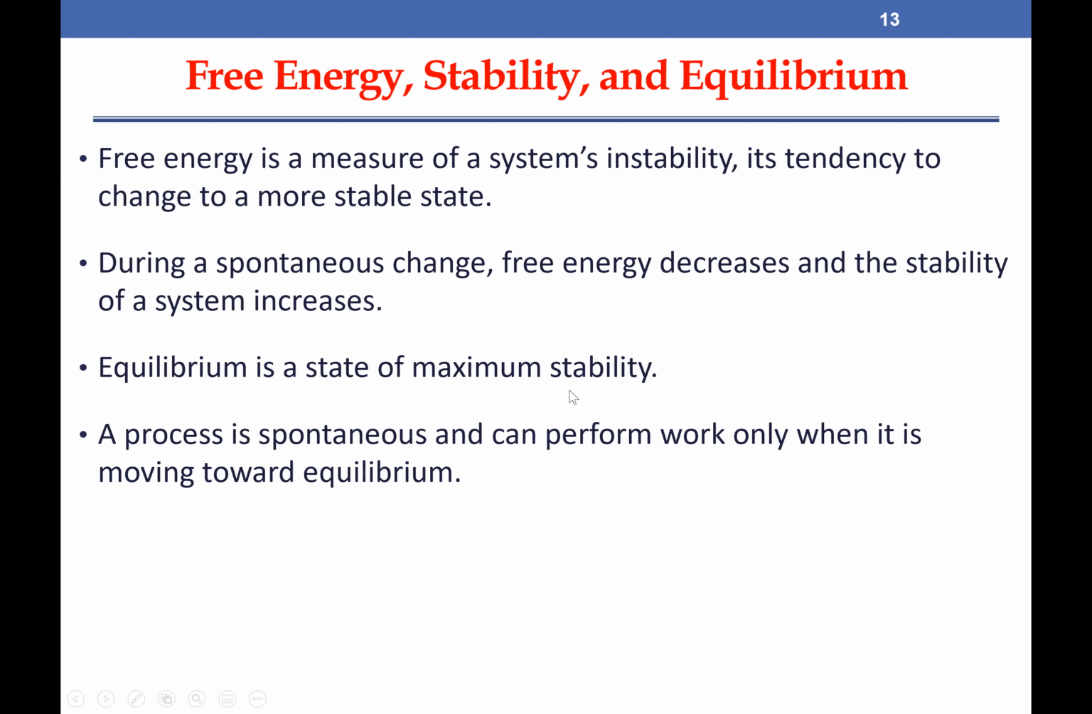At equilibrium, you have maximum stability, and we mentioned before, delta G is 0. A process is spontaneous and can perform work when it's moving towards equilibrium. So basically all reactions happen and they try to achieve equilibrium. That's what it's saying. If more disorderliness, then entropy is more. Yes, because entropy is a measure of disorderliness.